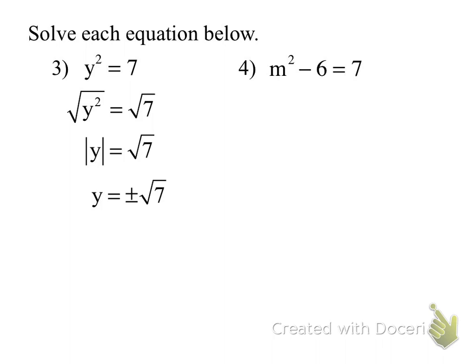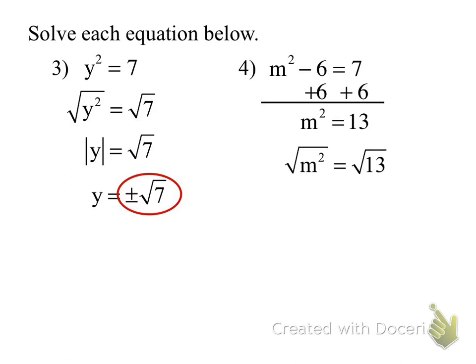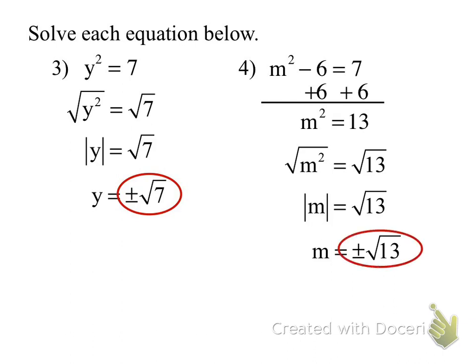So what do you think we have to do? Add 6 to both sides. Right, we're adding 6 to both sides. And then we get m squared equals 13. We're going to root both sides, and we get? Absolute value of m equals rad 13. And then to lose the absolute value? m equals positive or negative rad 13. Yes. Okay, next.